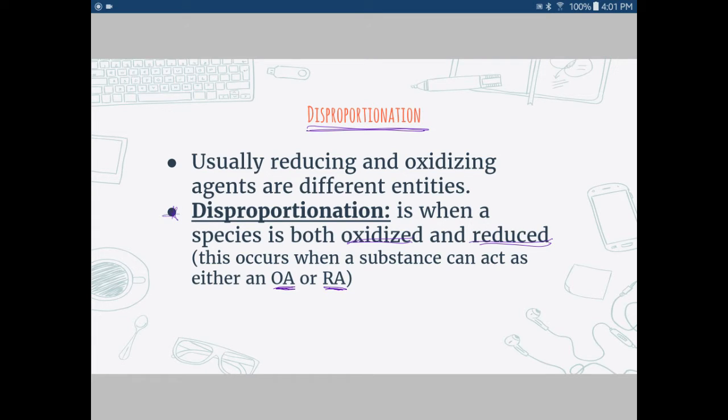Now, I guarantee you will see this word on a diploma and you should absolutely know what it means. And as we go through this unit, I will definitely go through some additional examples as to what disproportionation is. But essentially, again, it is an entity that is both oxidized and reduced.